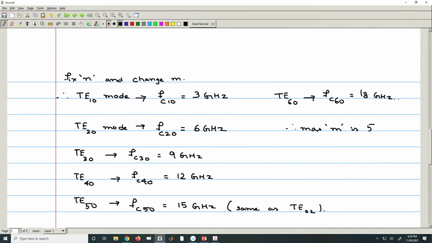Okay. Now, we know the maximum m and n. Now, we will try the other possible combinations in between these maximum values. Okay. So, since we know the maximum values of m is 5 and n is 2, we will try some other possible conditions in between these maximum values. Okay. So, we will have TE11 and TM11, which are the degenerate modes.